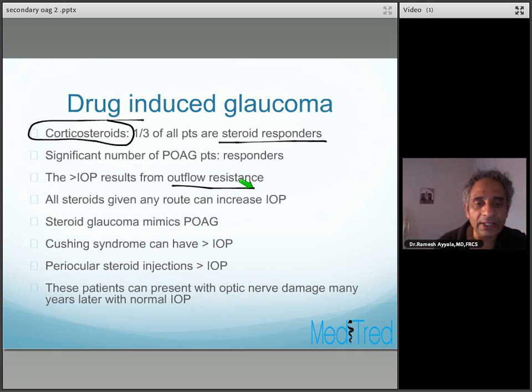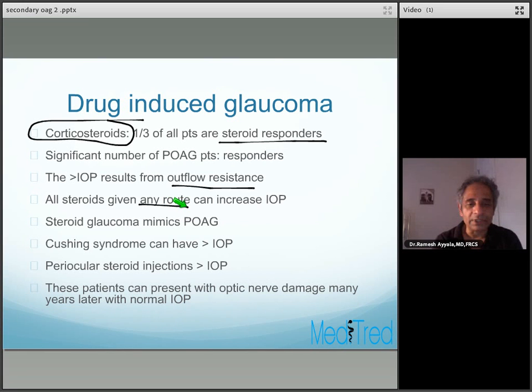Steroids given in any route, you have to understand this, whether it's nasal, topical, injection form, oral, it really doesn't matter. Even if you apply steroids to skin, it can cause the pressure to go up. And steroid-induced glaucoma can mimic primary open-angle glaucoma. Also remember, when the intrinsic steroid levels are increased, such as in Cushing syndrome patients, they can have elevated intraocular pressure. Periocular steroid injections can also cause the pressure to go up.